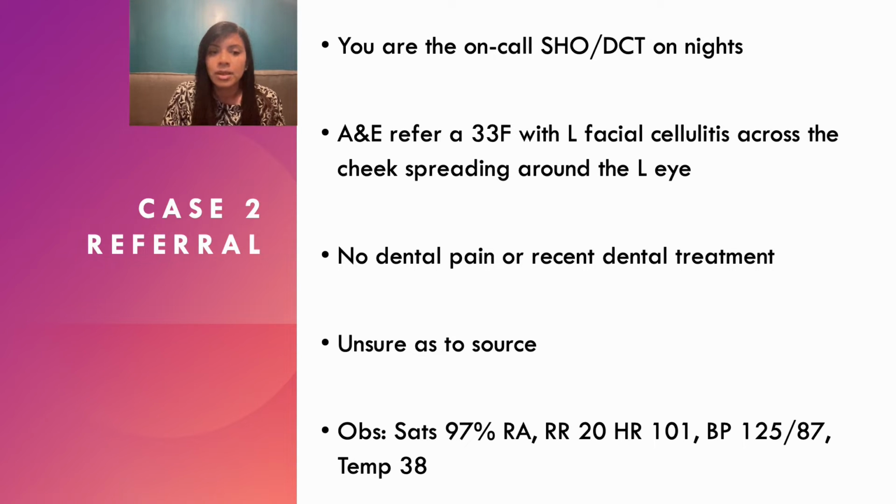the source is. So her observations are, she has saturations of 97% on room air, her respiratory rate is 20, so it's on the higher end of normal. Her heart rate is 101, again on the higher end of normal. Her blood pressure is like 128 over 74, which is fine, and her temperature is 38, which is a bit high.